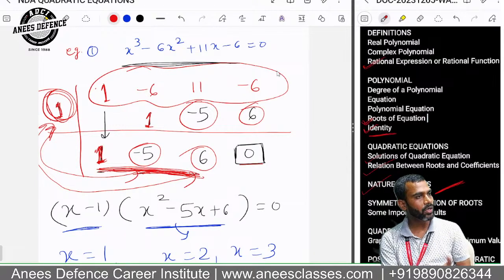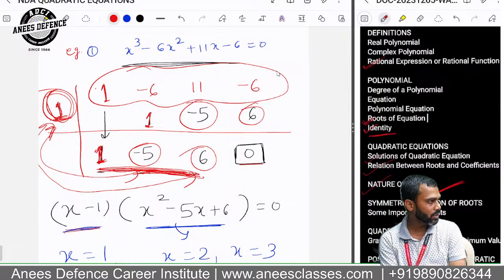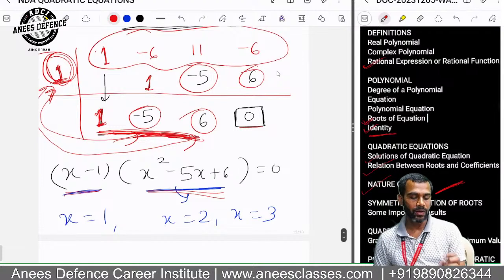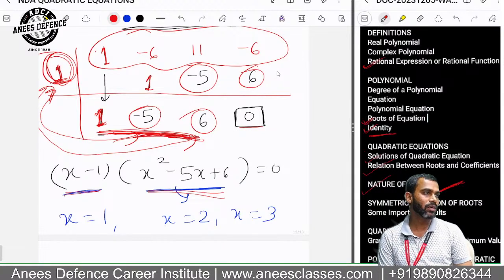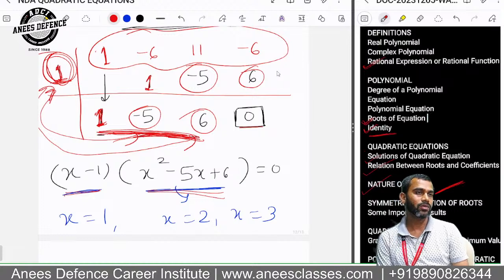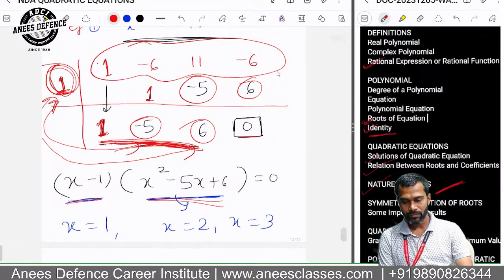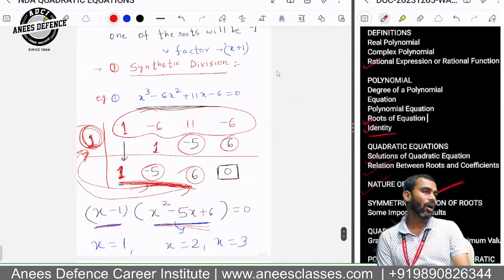So the quadratic ax square plus bx plus c: a is 1, b is minus 5, and c is 6. So this will give you one of the factors, x minus 1, and this will give you the other factor, x square minus 5x plus 6. If you equate the first factor to 0, it becomes 1. And I hope everyone knows that x square minus 5x plus 6 gives 2, 3, or you already know how to solve this. So that is how we can find the roots. I think one example is sufficient for now. Let us move to the next point, that is identity. Just note it down. So this is the example of how to use synthetic division, and how to use the first rule and the second rule.